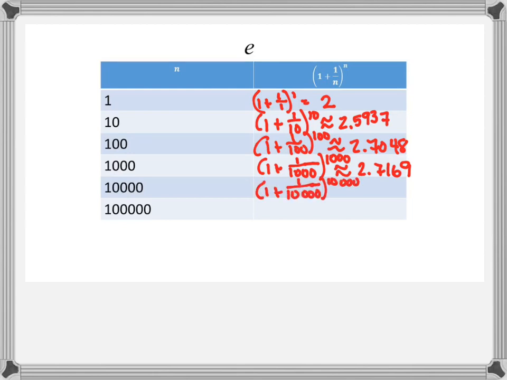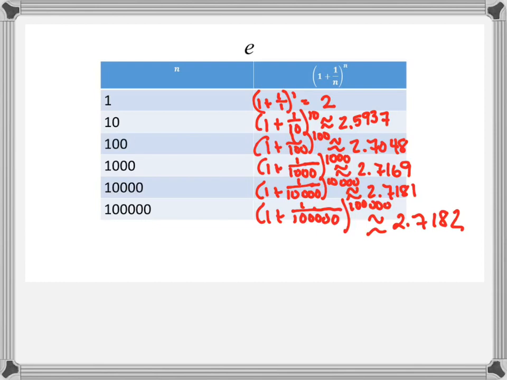2.7169. For 10,000, you get approximately 2.7181. For 100,000, approximately 2.7182. And this is approximately e. It's not exact because e is irrational, but if you had a scientific calculator, there's usually a button for e, and you will find that it's about 2.7182.